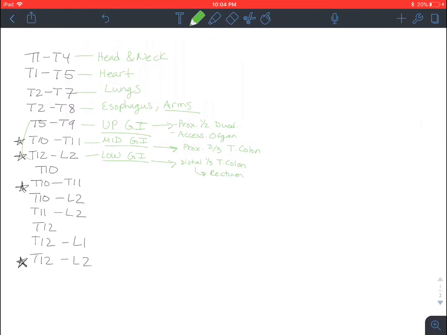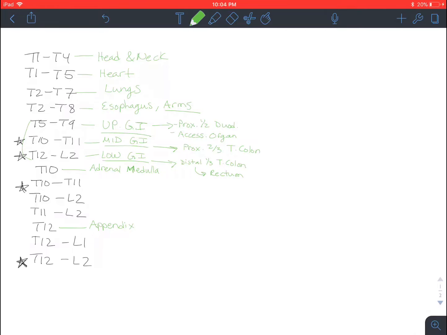Then for T10, you're going to have the adrenal medulla. And then for T12, that's the appendix. I just like to do them together because they're the only two that have just one level. And I've found that they tend to be tested because of that. That's how they stand out.